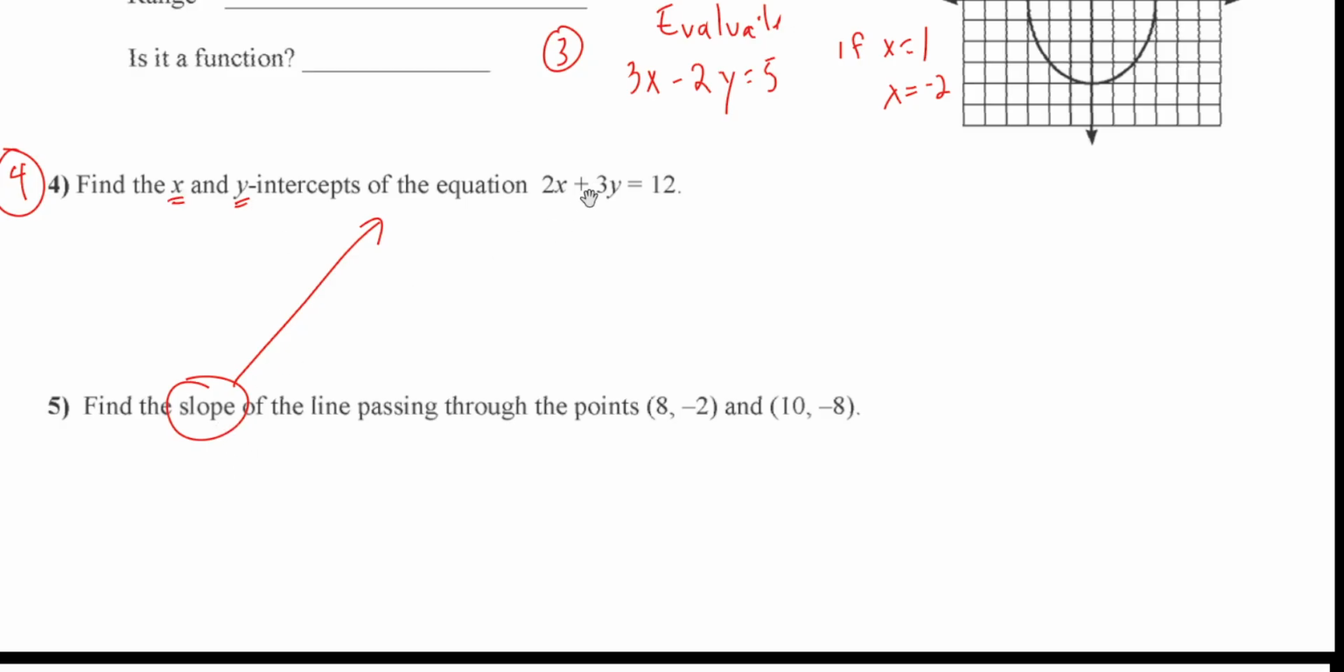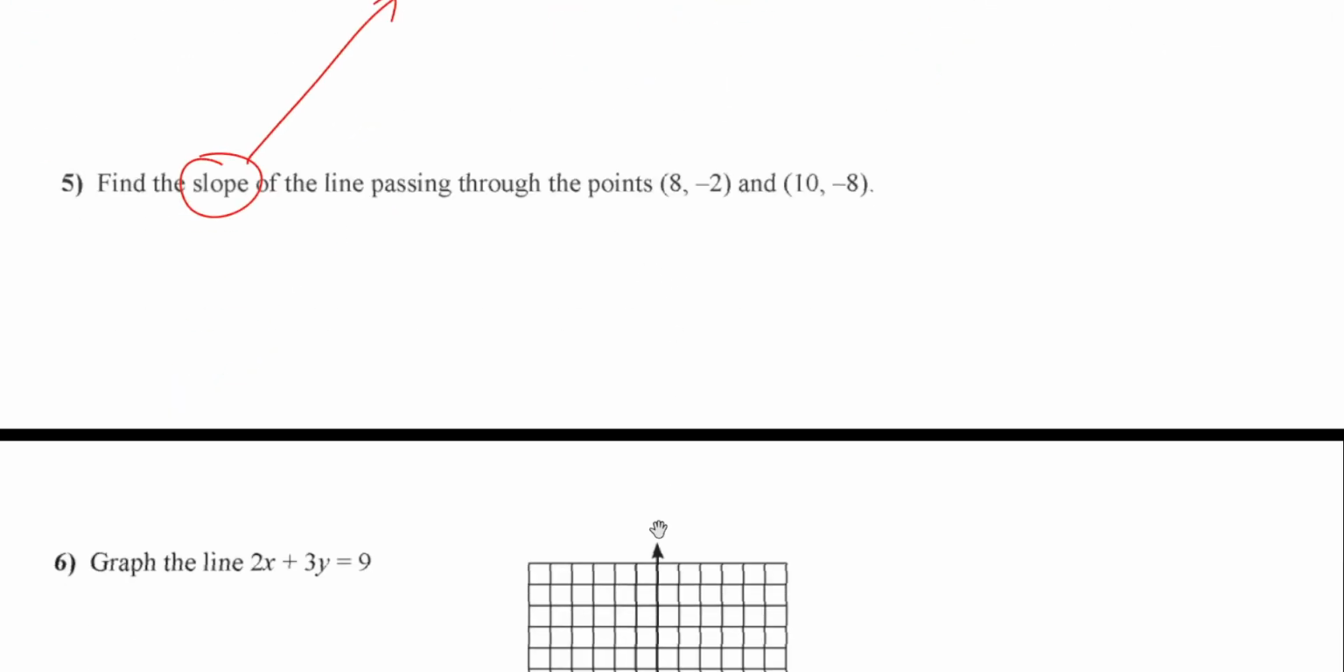All right, but to find the slope, it'd probably be best to put it in slope-intercept form to find the slope. Okay. All right, let's keep going.